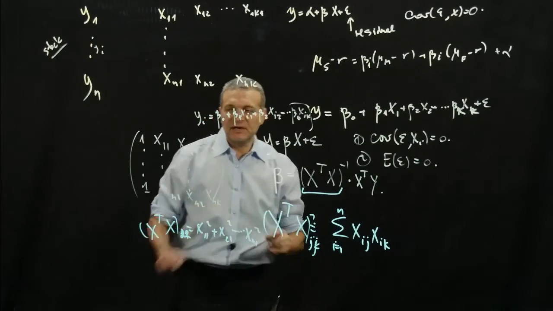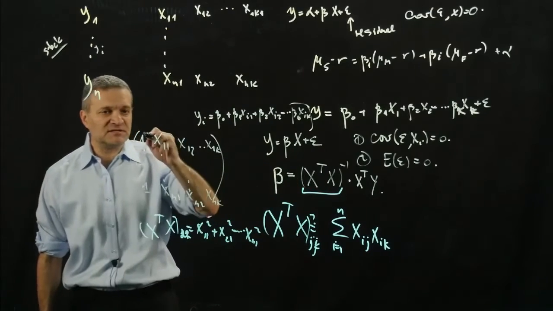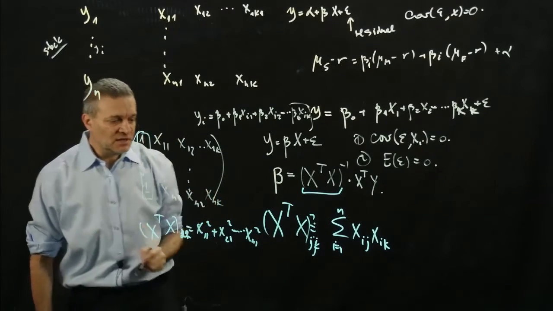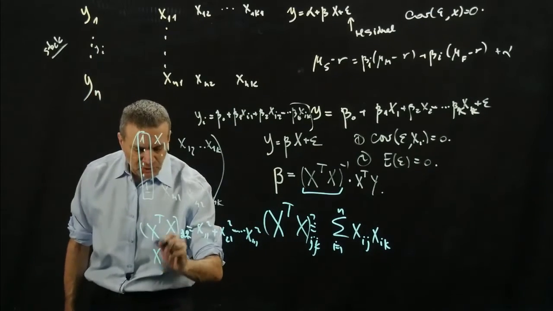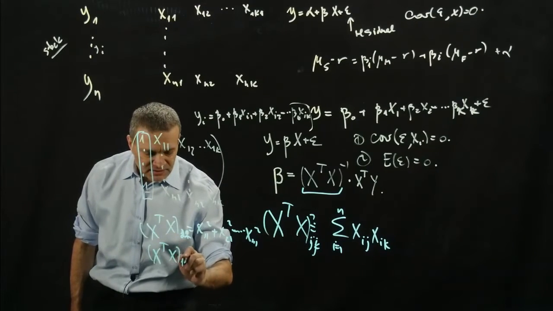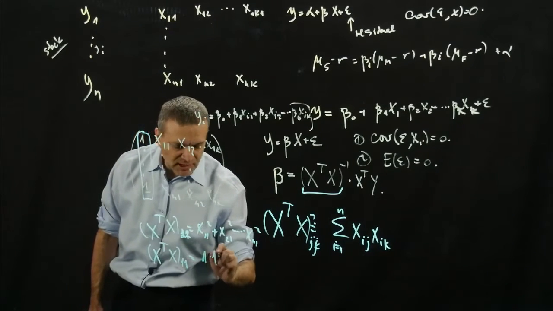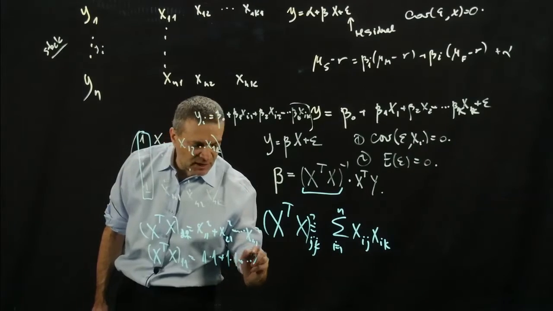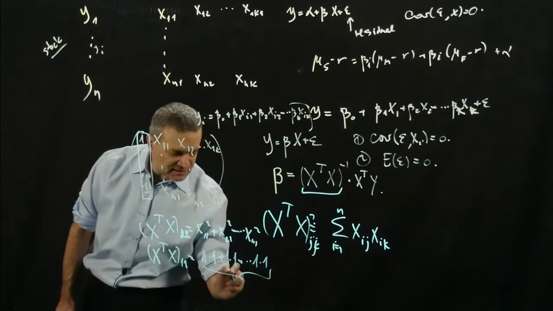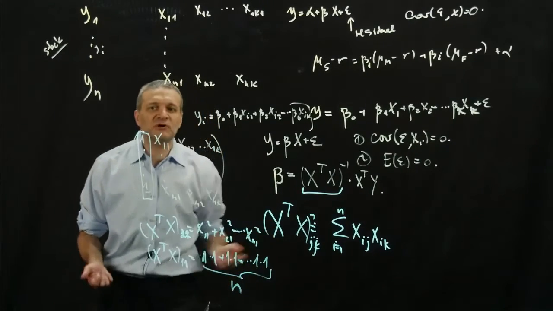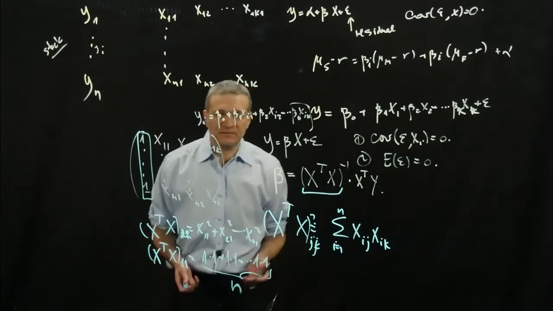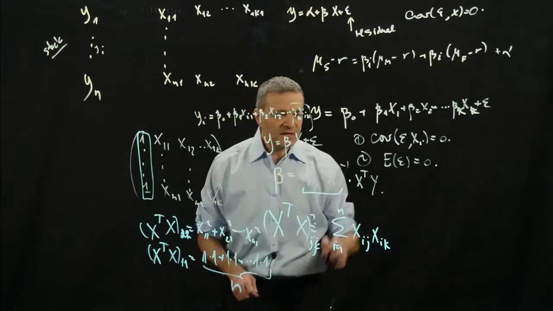Because remember, the first column of this matrix is 1, 1, right? So the first one, X transpose X, 1, 1, is just going to be 1 times 1 plus 1 times 1 plus 1 times 1. So it's just going to be n. So it's going to be the number of your observations, right? Very simple. Okay? So this is this.